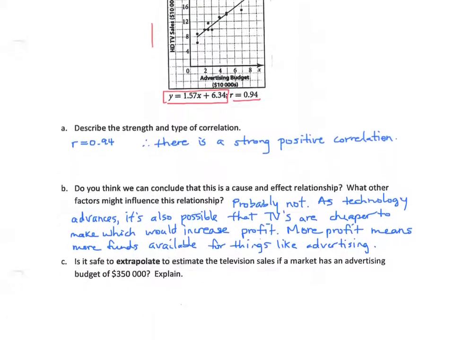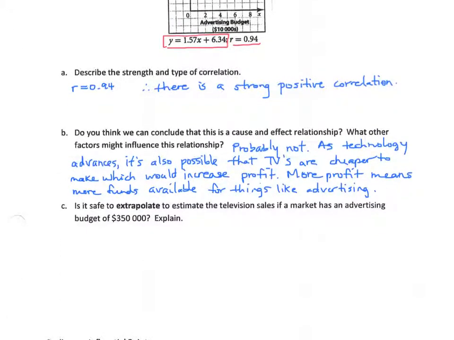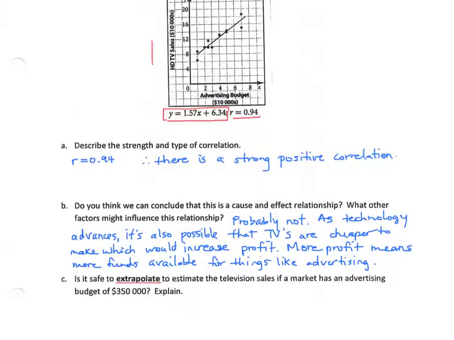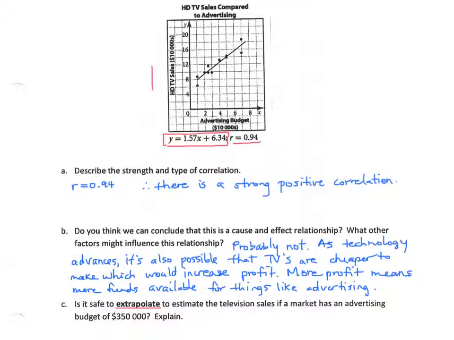Then it says, is it safe to extrapolate to estimate the television sales if a market has an advertising budget of $350,000? Let's remember that extrapolating means that we would extend this line of best fit on this graph all the way out to where X is equal to 35, because if X is measured in 10,000s, then to get to $350,000, X would have to be 35. The question is saying, is it reasonable to do that?